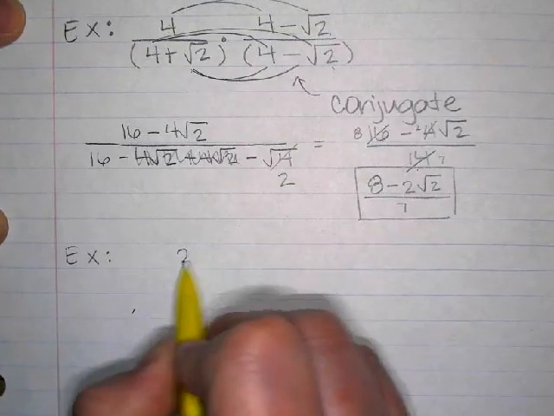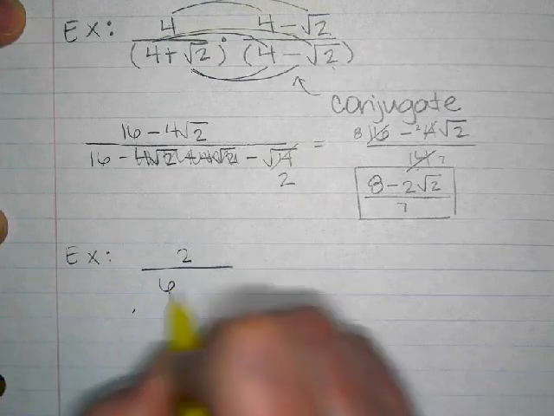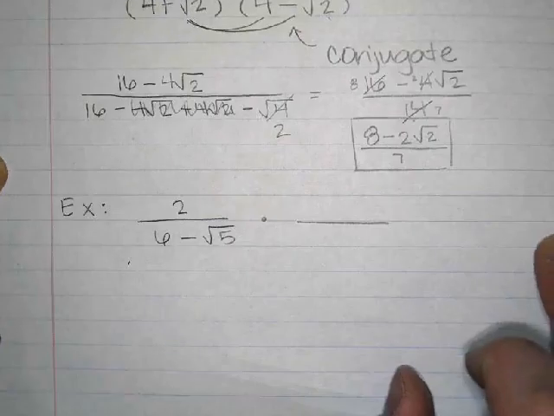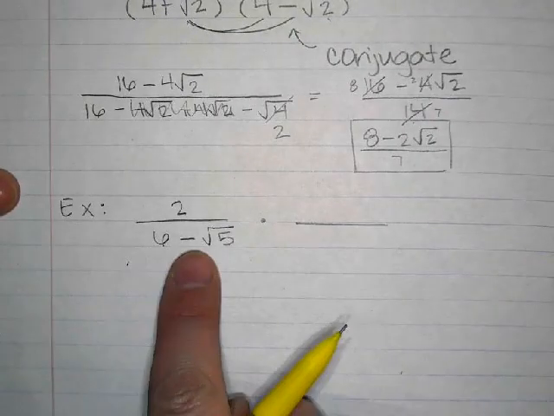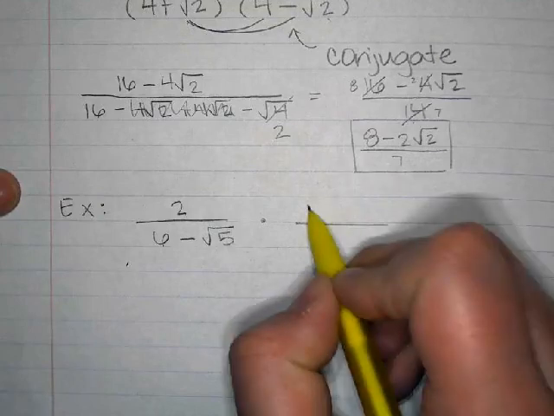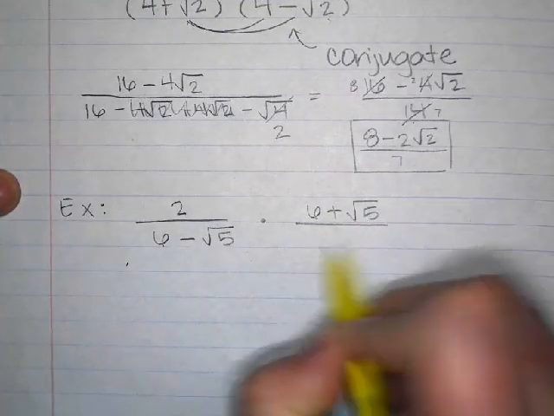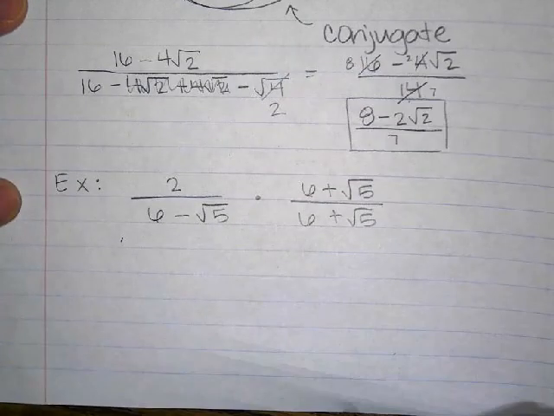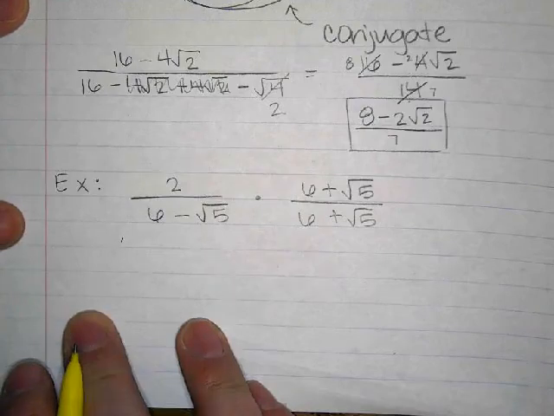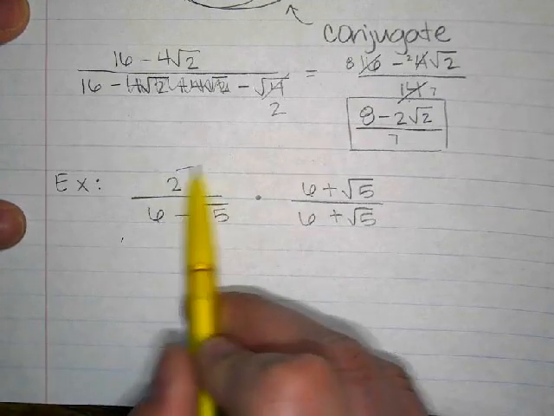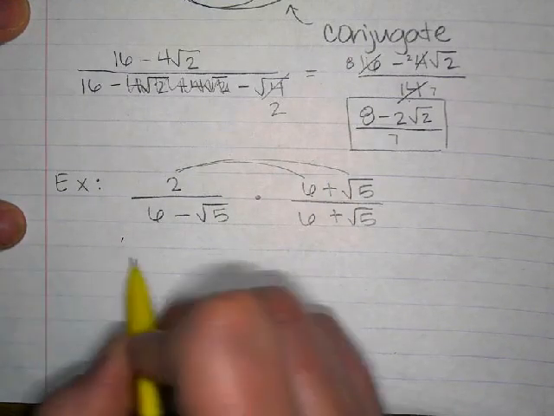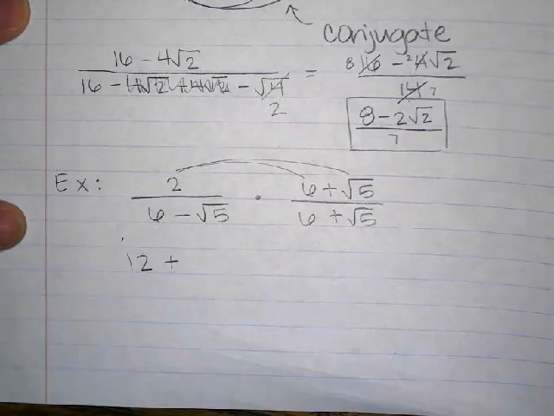If we have 2 over 6 minus root 5, can somebody tell me what the conjugate would be? Take the bottom. It would be 6 plus root 5. Okay? So let's multiply the top. What do we get when we multiply the top? 2 times 6 is 12. 2 times root 5 is 2 root 5.